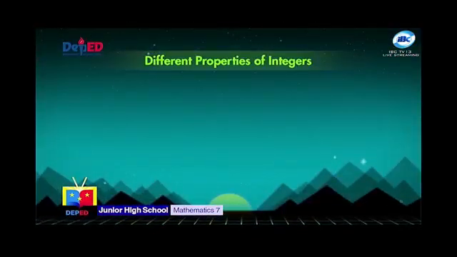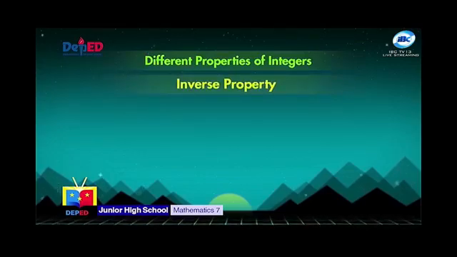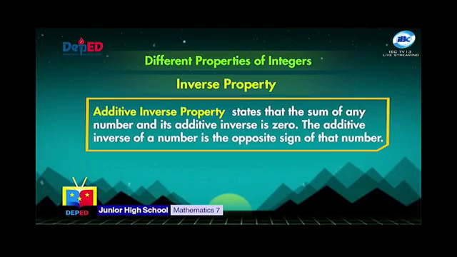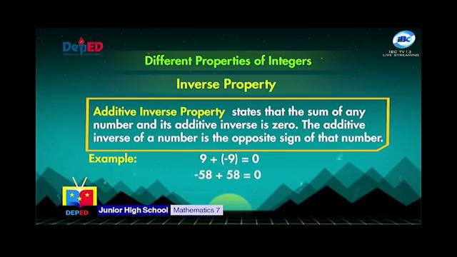And for the last property, we have inverse property. The additive inverse property states that the sum of any number and its additive inverse is 0. The additive inverse of a number is the opposite sign of that number. That is, A plus negative A is equal to 0. Negative A plus A is equal to 0. For example, 9 plus its additive inverse, which is negative 9, is 0. Negative 58 plus its additive inverse, which is positive 58, is equal to 0.